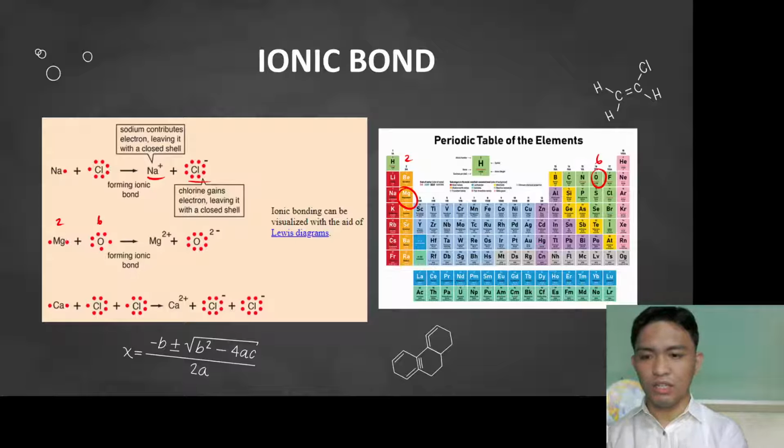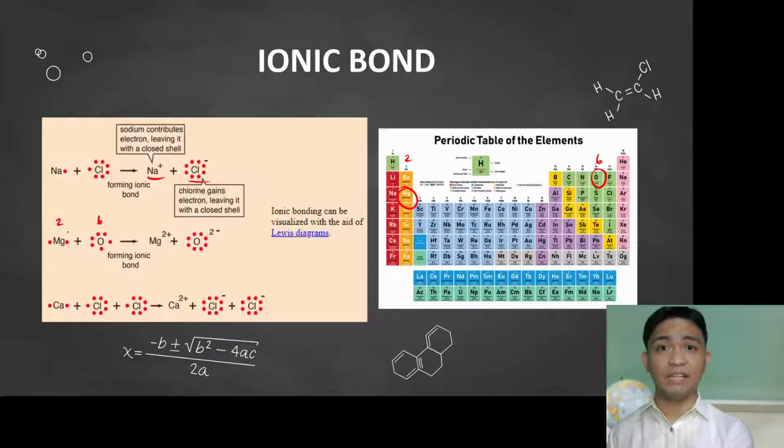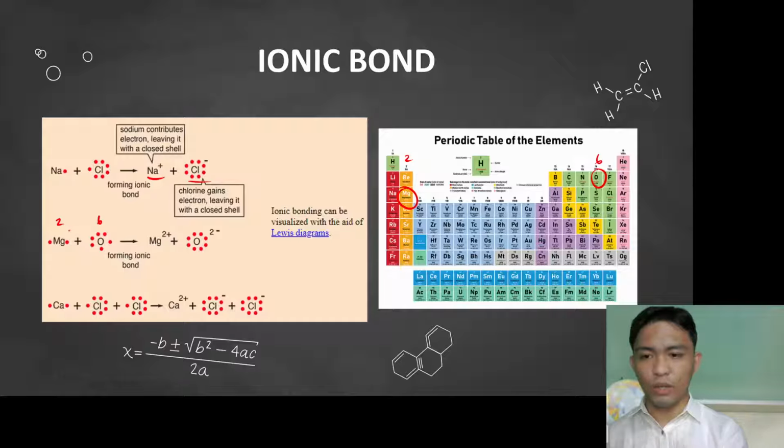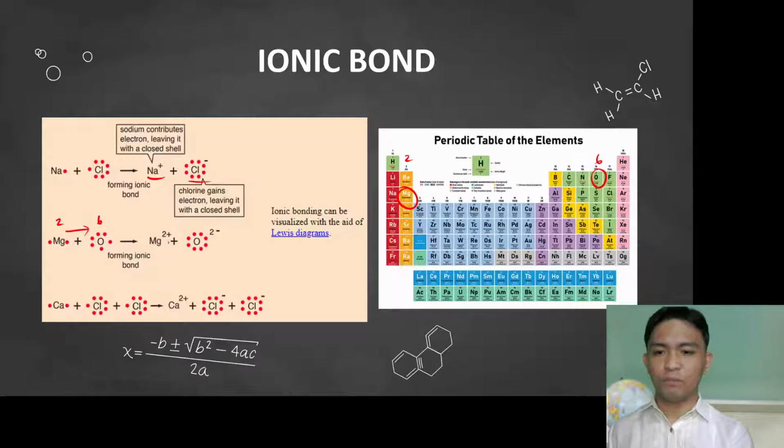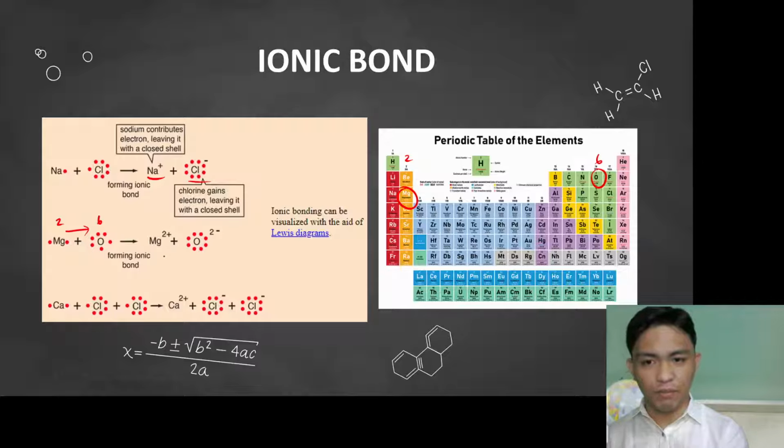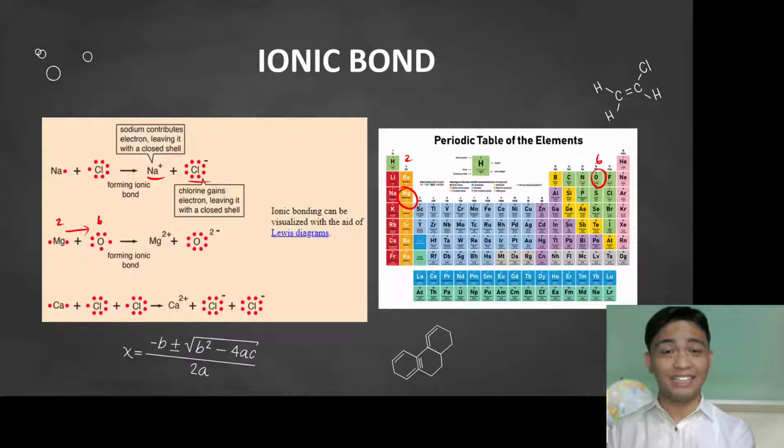So si magnesium, again, tulad ni sodium, mas madali sa kanya na ibigay na lang itong 2 electron kaysa kumuha siya ng 6 na electrons, marami-rami pa yon. So what happens is that these 2 electrons will again be transferred to oxygen. So dahil nag-lose itong si magnesium ng 2 negatively charged particle, it became more positively charged. Si oxygen nag-gain ng 2 electron na negatively charged particle, so mas naging negative itong charge nitong oxygen.